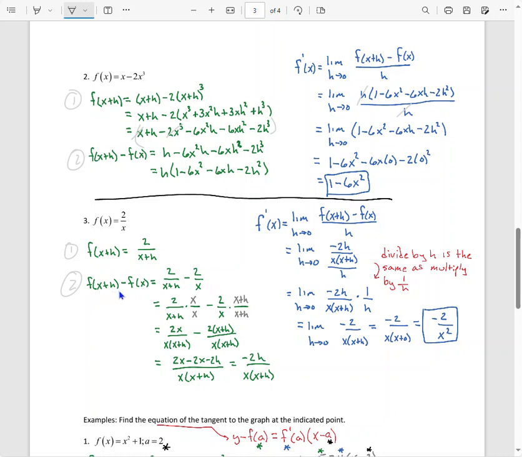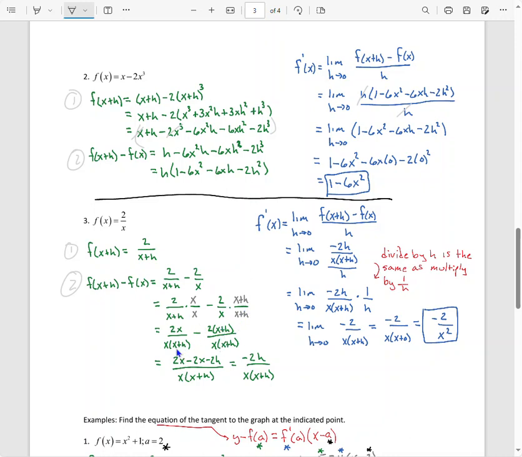So here in f of x plus h minus f of x equals 2 over x plus h minus 2 over x, I ask myself, how can I simplify this? Well, in order to add or subtract fractions, I need a common denominator. So I multiply this first fraction by x over x, and I multiply the second fraction by x plus h over x plus h, because now both denominators will be x times x plus h, and we could deal with the numerators. So 2x minus sign, 2 times x plus h.